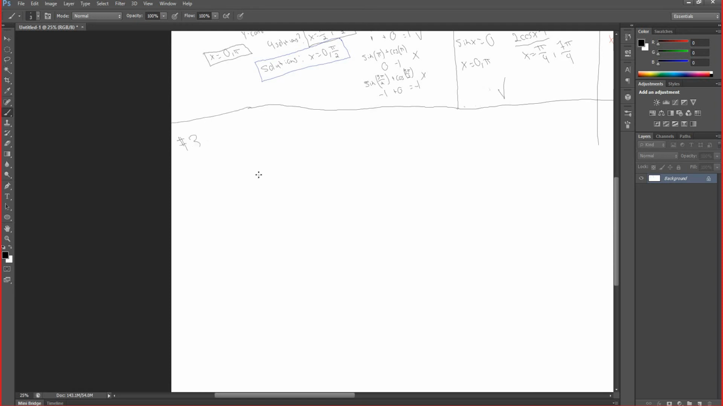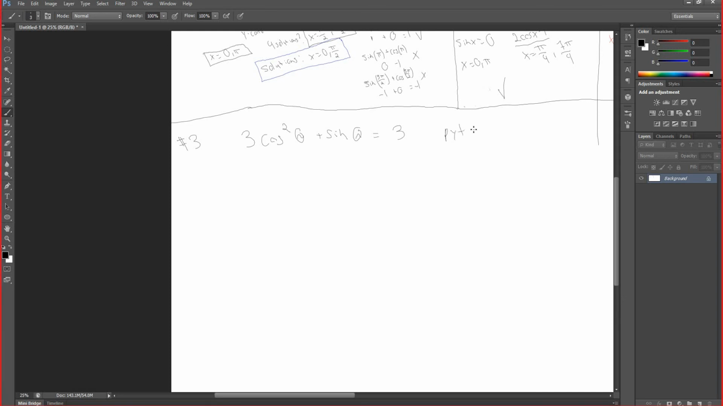So the third one, we'll start by looking at 3 cosine squared of theta plus sine of theta is equal to 3. Okay. So this one might seem a little bit confusing. You might think, well, should I multiply by something? So this is when we're going to go back to alternatives for the Pythagorean identity.